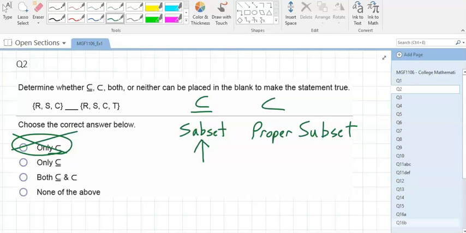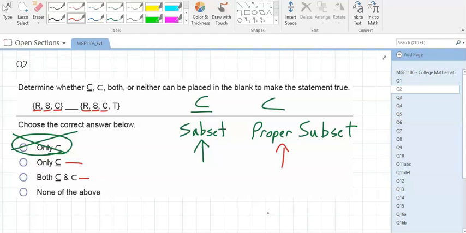So when we look over here, R, S, and C, are R, S, and C in the second set? Yeah, they're right here, R, S, and C. So that means that this first set is definitely a subset. So now we know it's either this answer right there or the answer that's down below it. So now we just got to ask ourselves one other question. Is it a proper subset? In order to be a proper subset, that means that you cannot be equal. So are these two sets equal to each other?